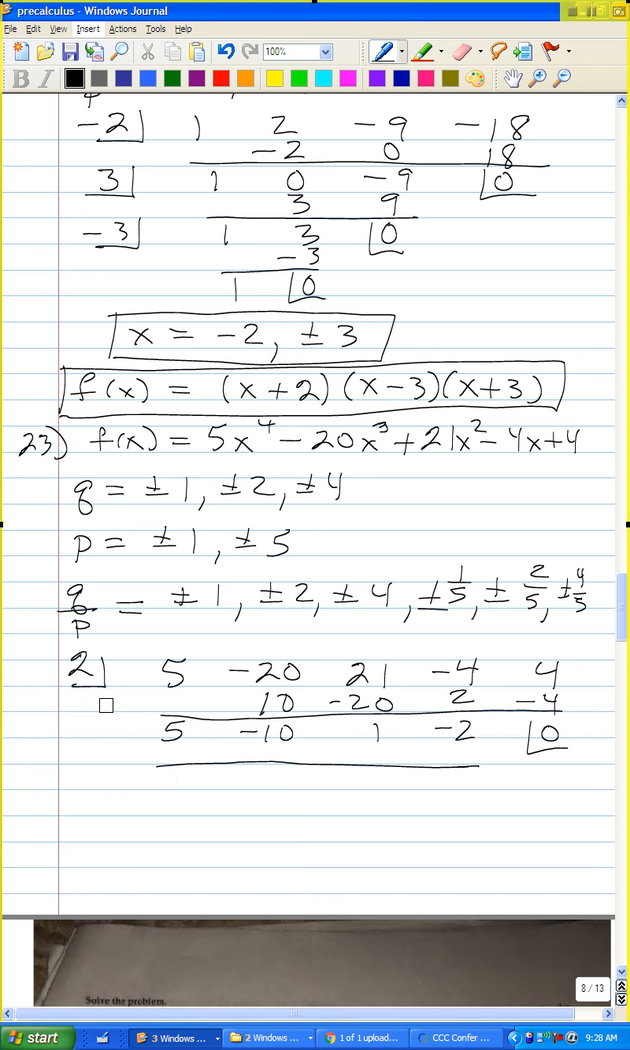Okay, so let's try a negative. Let's try something like negative 2. So 5 will give me a negative 10, that's a negative 20. Too big.